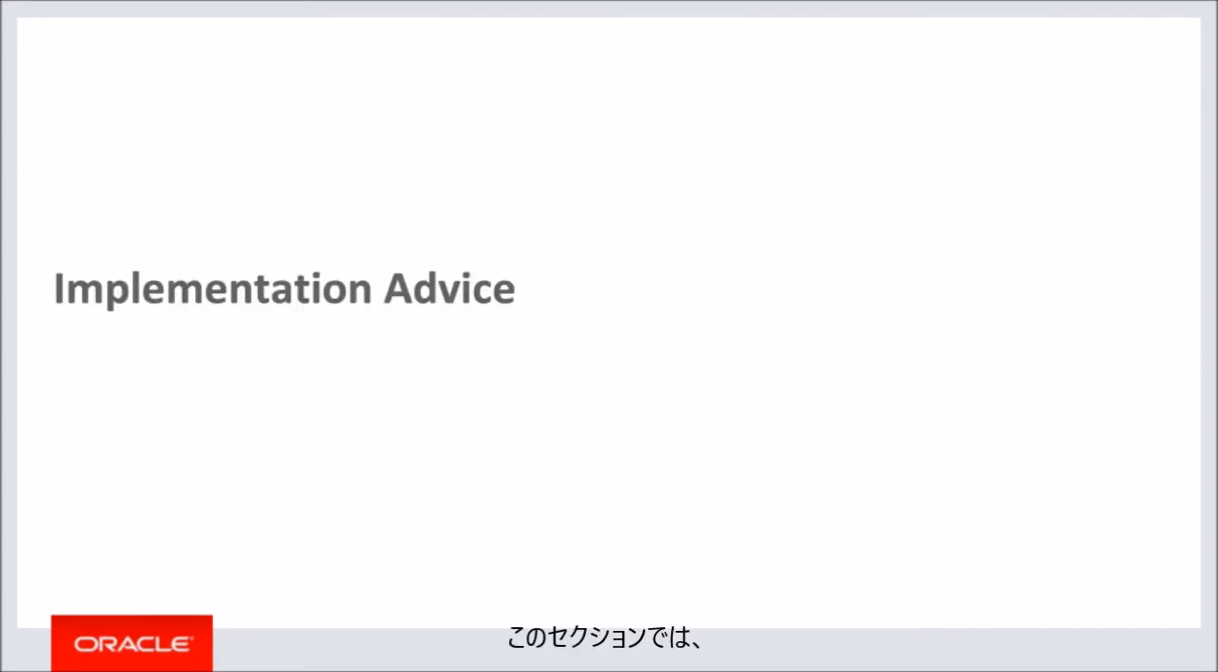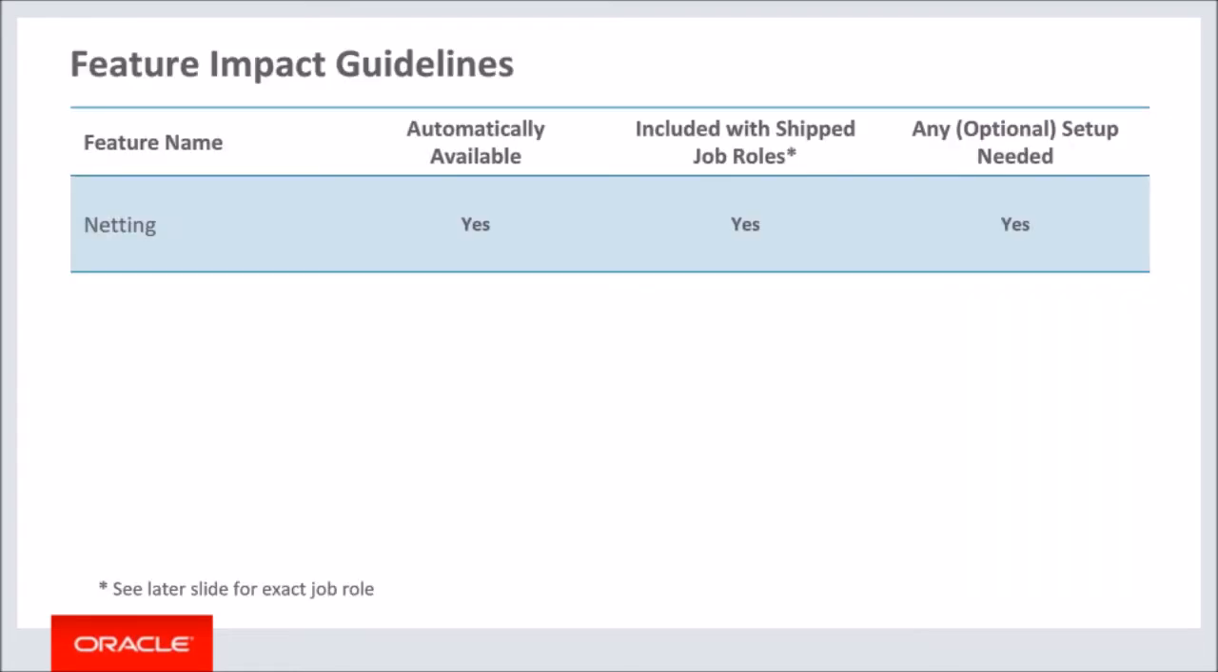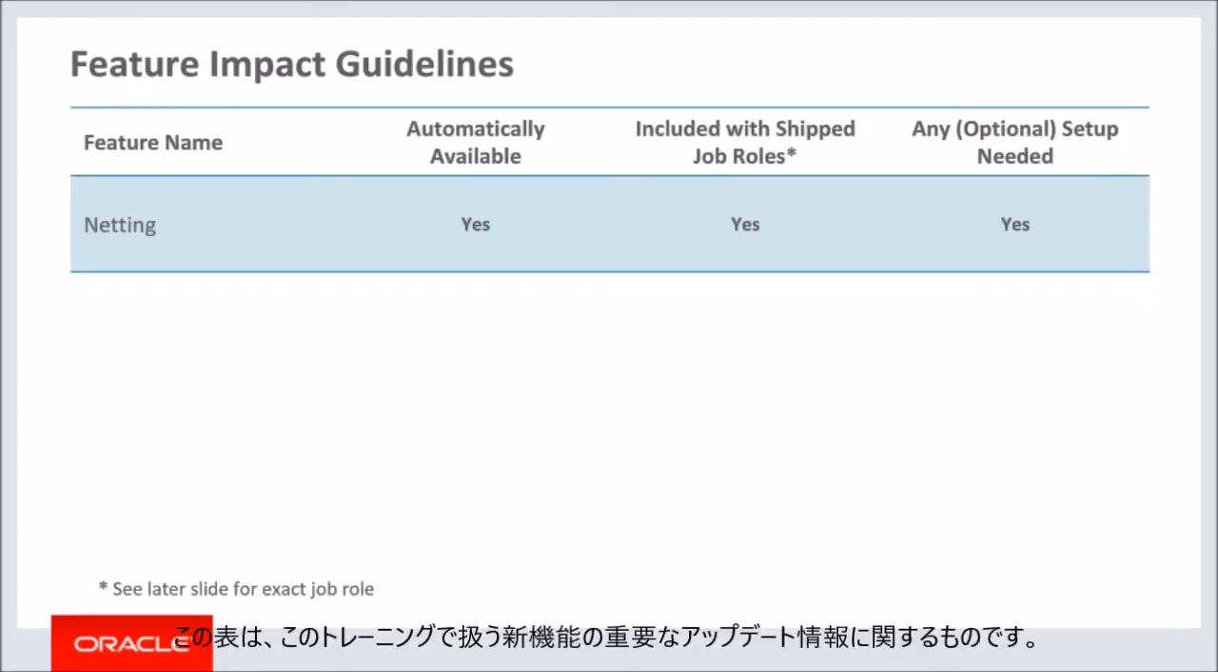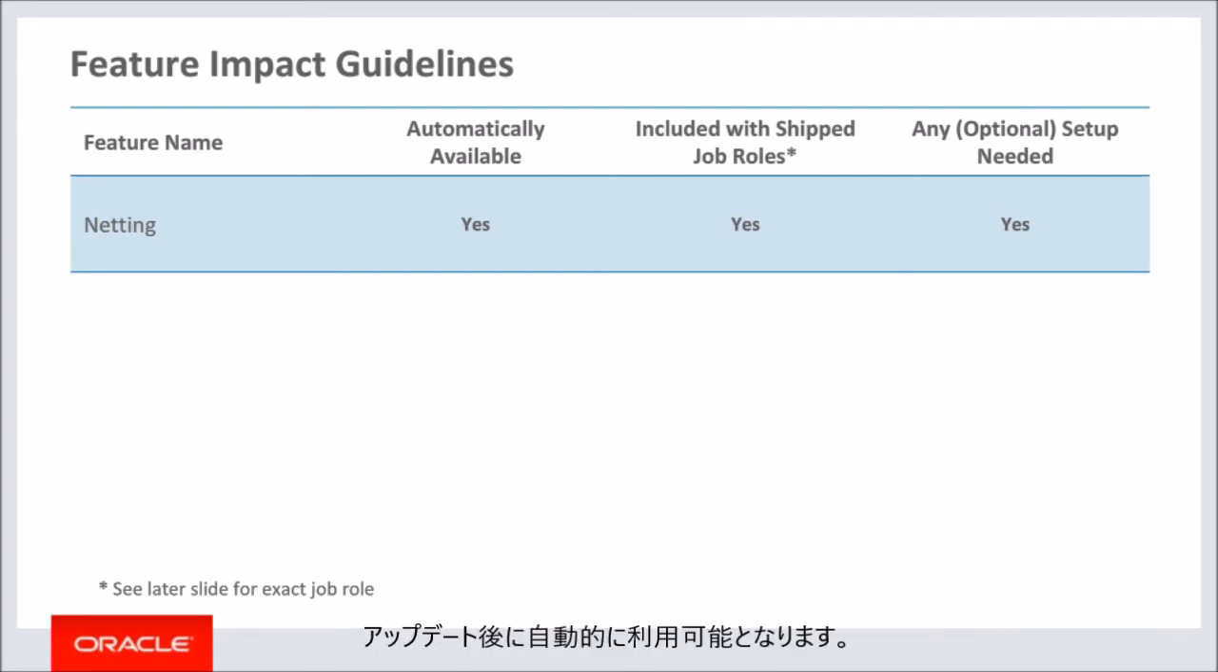In this implementation advice section, we'll go through what you need to consider before enabling these features in your business and what you need to know to set them up. This table depicts key update information for the new feature covered in this training. The customer and supplier balance netting feature in this training is automatically available after update. The feature has setup associated with it, and the setup specifics are covered later in this section. All features can be accessed through existing shipped job roles.